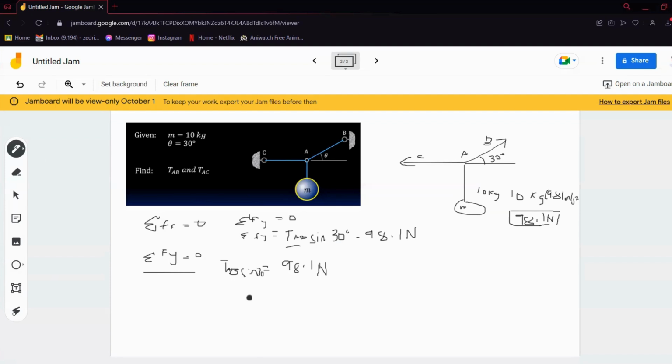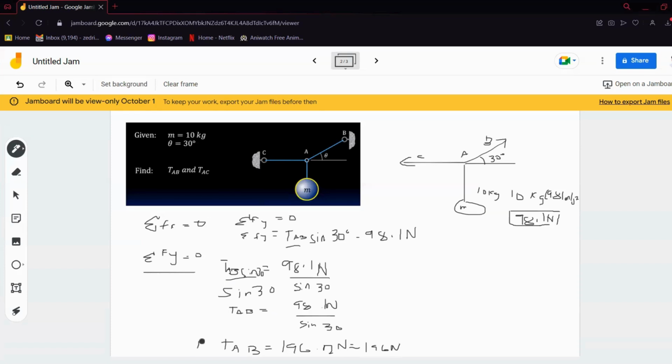So notice that we can't actually solve this one yet, so we divide both sides by sine 30. We're now left with TAB, which equals 98.1 Newton over sine 30. You put that into your calculator, and I have a result here of 196.2 newtons, or 196. So that's for our TAB.